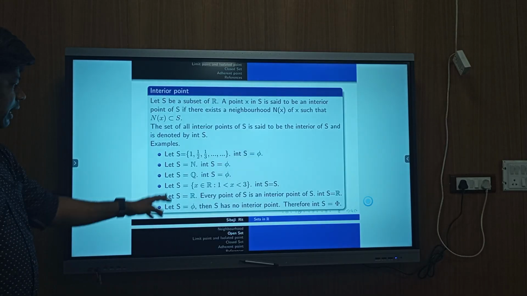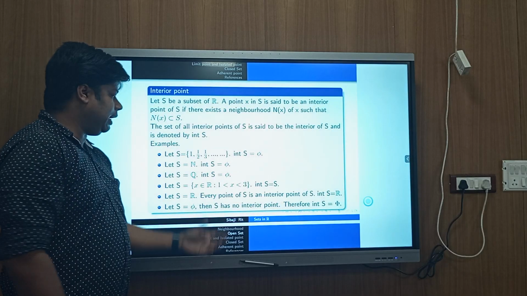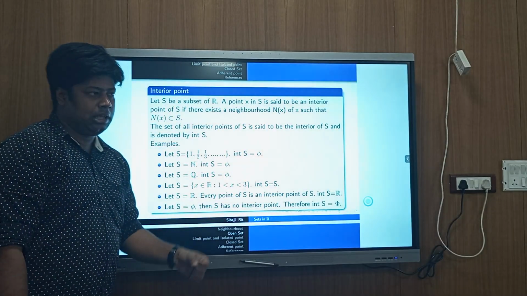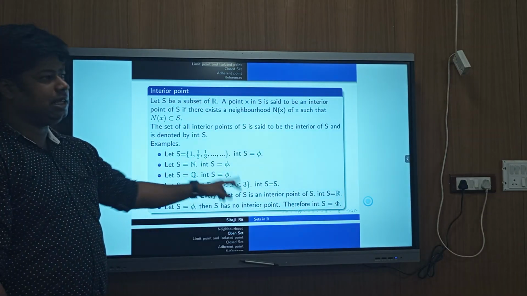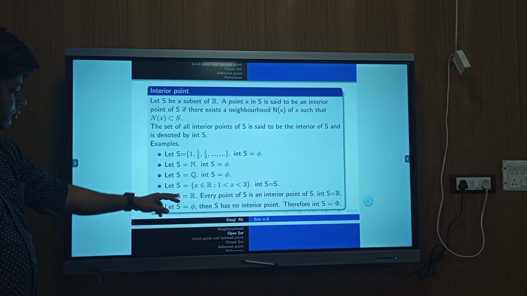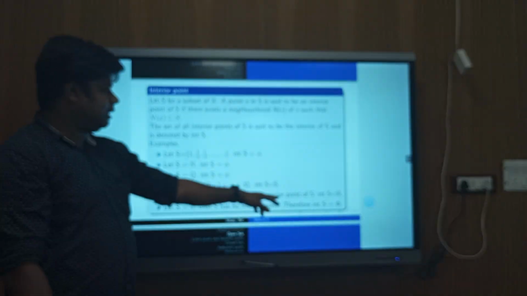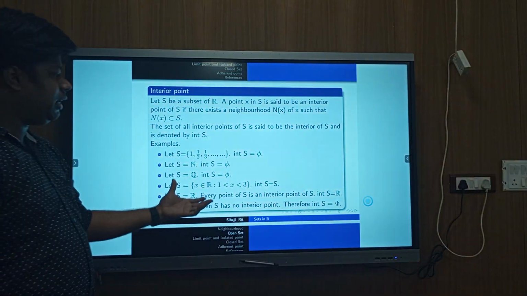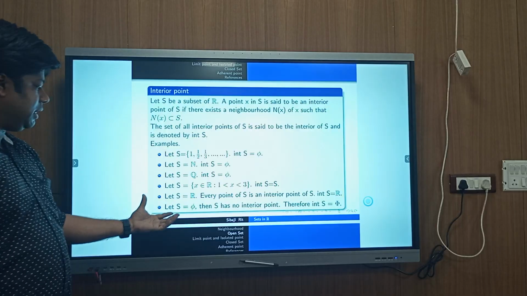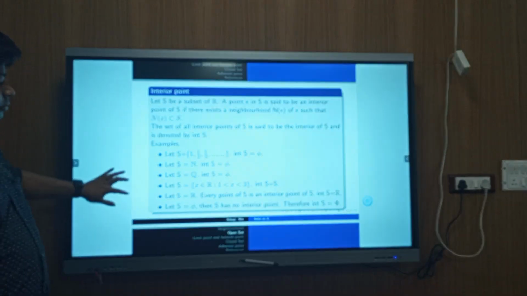If we choose S equal to the open interval (1, 3), then the whole interval is the interior of S, because all points of this set are interior points of this set. Let us choose S equal to R. Every point of S is an interior point of S, so the interior of S is R. If S equal to ∅, the null set, then there is no interior point, so int S equals ∅.